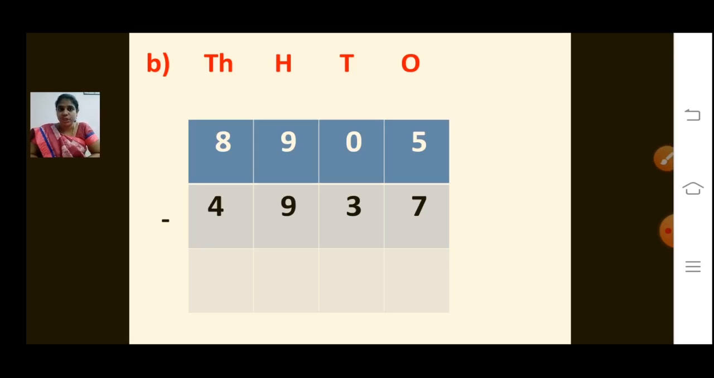You cannot borrow from 0. So first in the sum, I'm borrowing from the hundreds place. And then my tens place will become 10. And from this, I'm giving 1 to the ones place, right? So you know how to borrow, how to do it by borrowing, right?